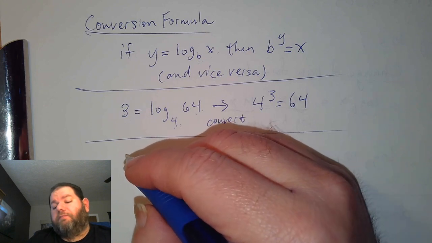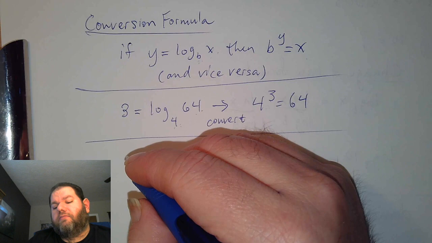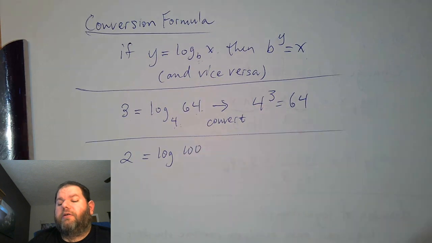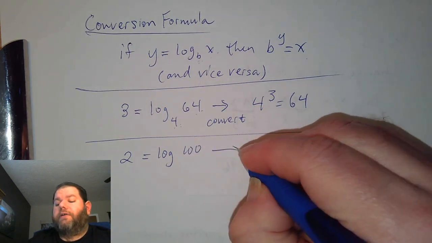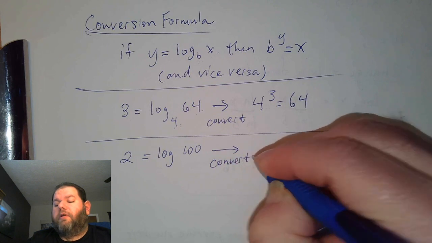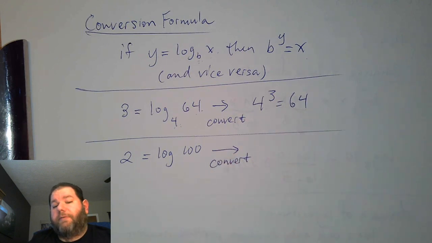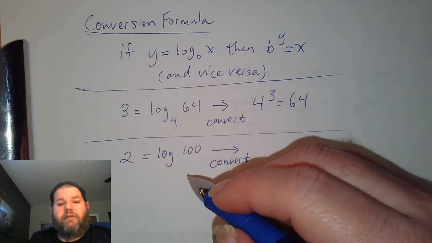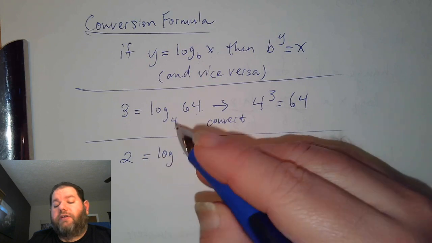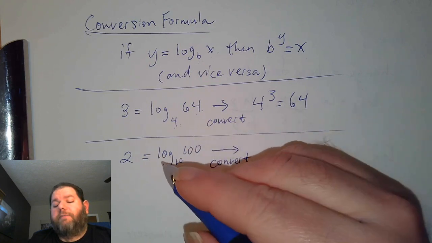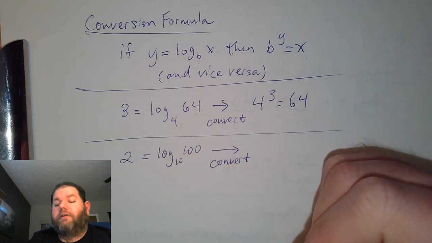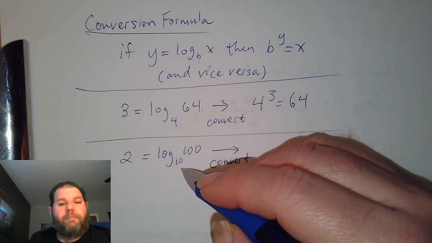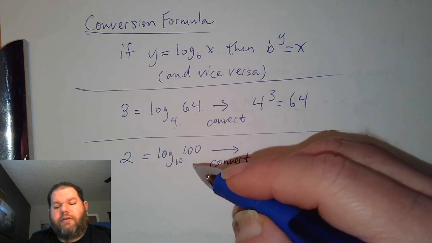So we could also say 2 equals log 100, and we want to convert that. Now, there is no base written here, but remember, if there is no base written, it's one of two things. It's either 10 or e. Now, if it's log, that means it's base 10. If it had been ln, then that would be base e. So in this case, it's not entirely necessary to write the base because the base 10 is implied when we leave out the number there.